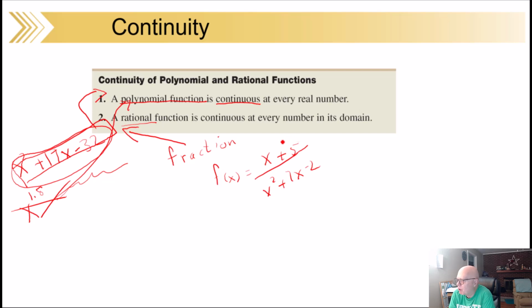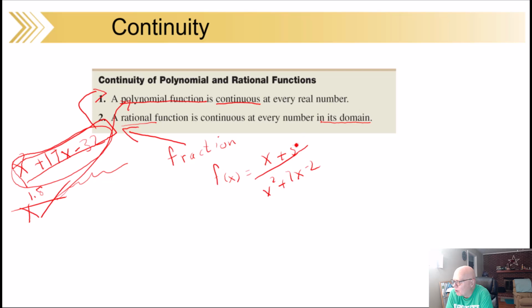It just means you've got a polynomial on the top, a polynomial on the bottom. That's what a rational function is. And if you go to rational function, now this is a little bit clever if you're not careful. It's continuous at every number, and then these last three words are the trip-up point: in the domain. That means any legal value of x is going to give you a rational function that's continuous around it.